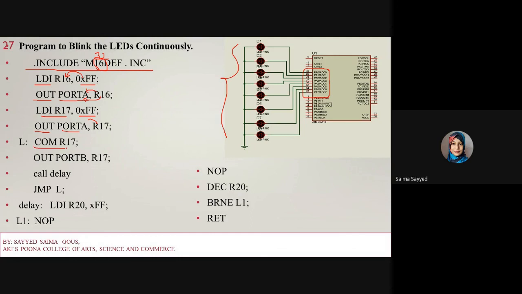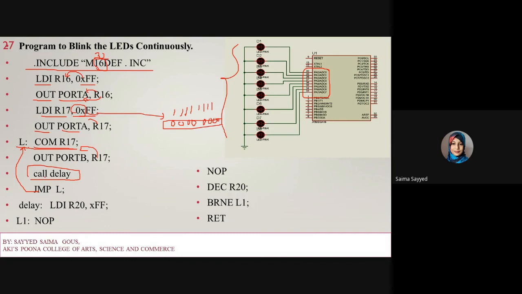So complement R17. The complement of FF will become 0. FF means 1111 1111; this is the hex number, and this is the binary representation of FF. So the complement is 0000 0000. That means all will be off, all LEDs will be off. So complement it and send that data to the port, call delay, and then jump to L.